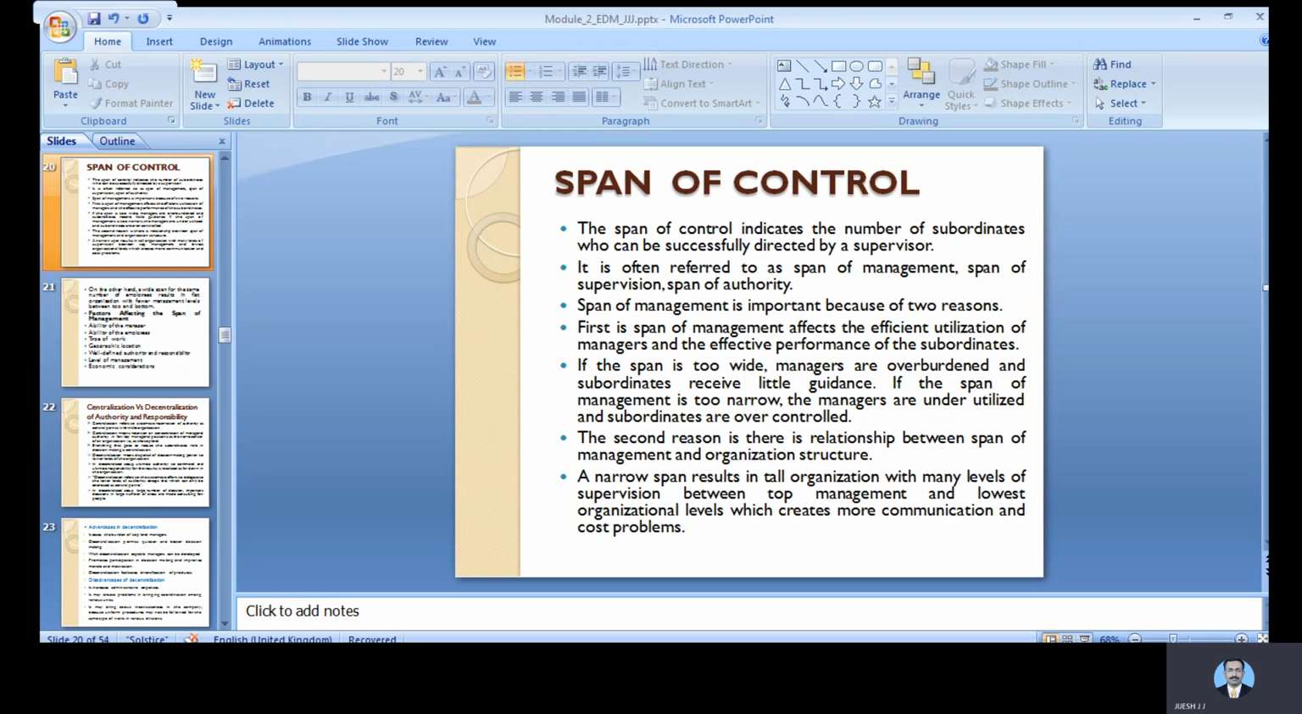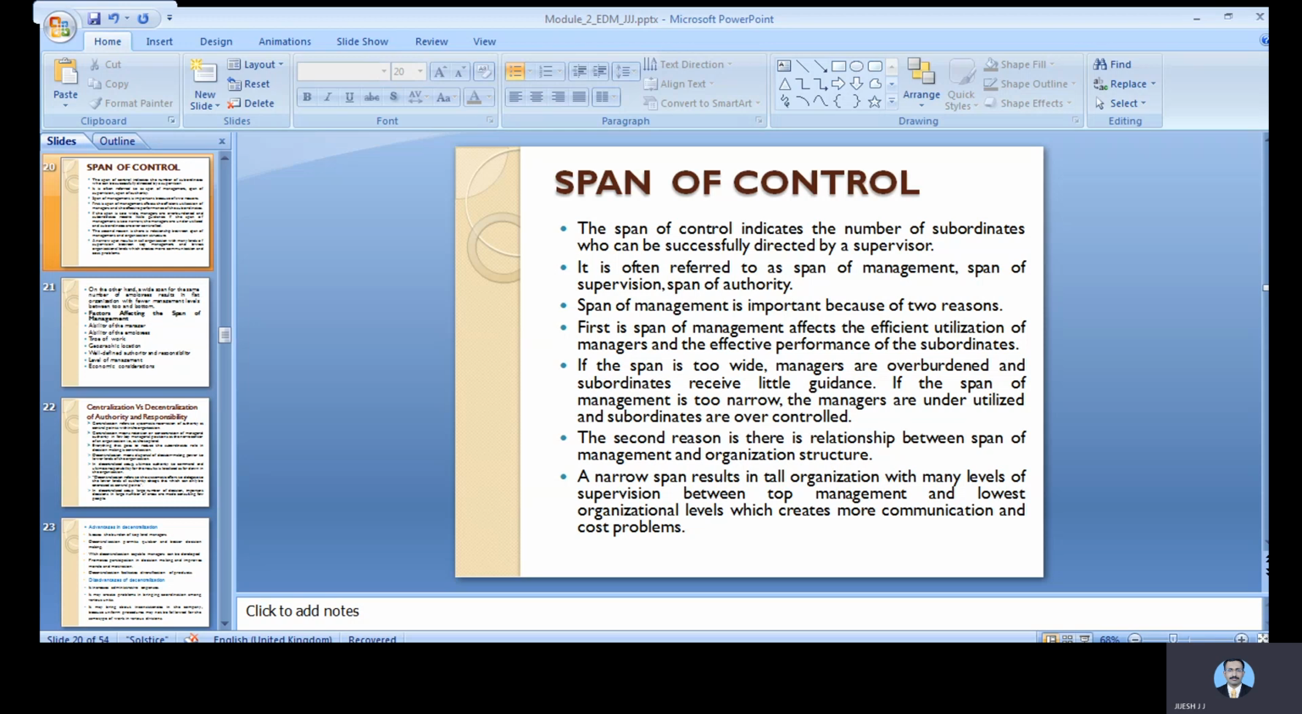We call it span of control. So how many people he can control within his limits. That's very important. It is often referred to as span of management, span of supervision, or span of authority. Span of management is important for two reasons. First, span of management affects the effective utilization of managers and the effective performance of the subordinates. If the span is too wide, for example, if 100 people are associated with one person, it becomes very difficult. Managers are overburdened and subordinates receive little guidance.